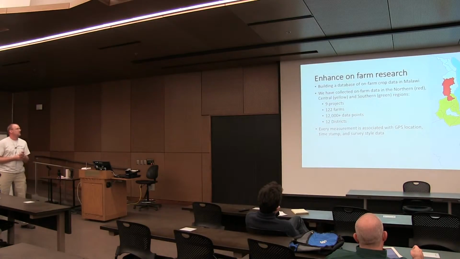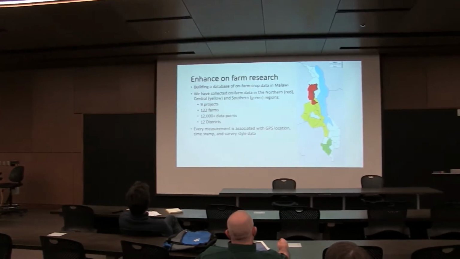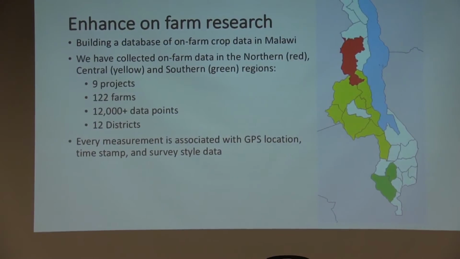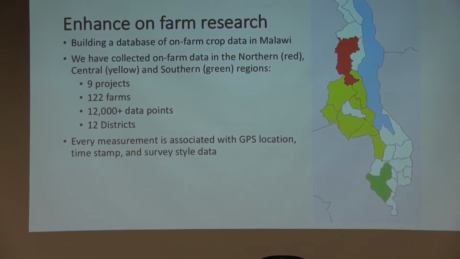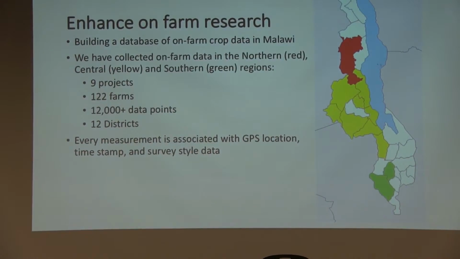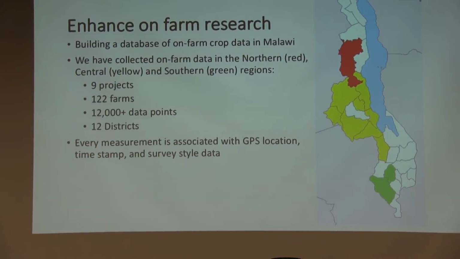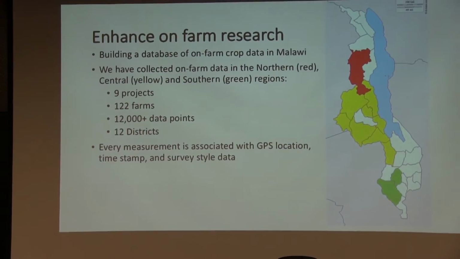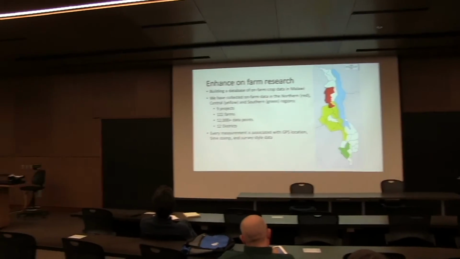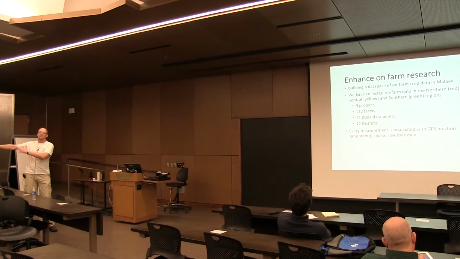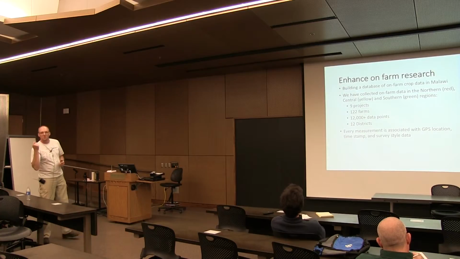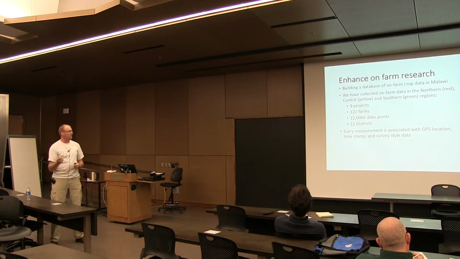So in the last 18 months, and when I was doing the math for this talk, I was quite shocked. Our partners have gotten to 122 farms in Malawi, all over the place. In the northern district in the red, in the central district in the yellow, in the southern district in the green. They've collected over 12,000 data points. This isn't the research station stuff, that's another 30,000 data points. But 12,000 data points of on-farm, what's really going on with plants in their environment.